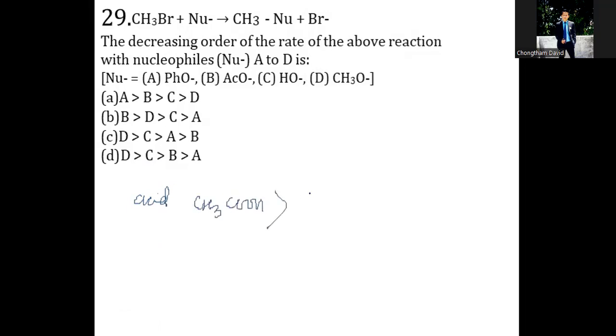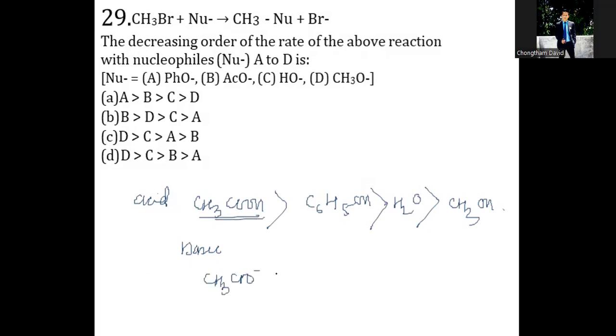This is the highest. The pKa value for acetic acid is more than phenol, as you know. Then next is water. Water is more than alcohol. And the basic strength will follow the reverse order, because stronger the acid, weaker the conjugate base. The conjugate bases for these acids will be acetate, phenoxide, then hydroxide, then methoxide.